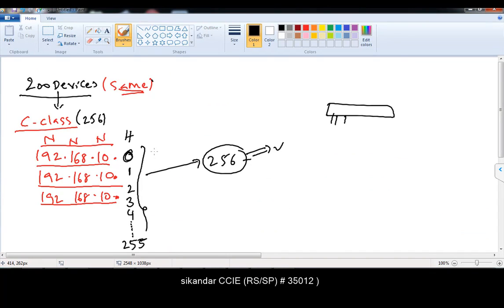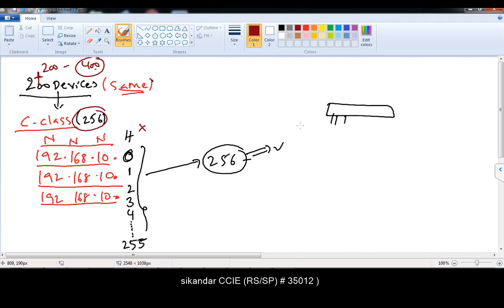But now, maybe my manager says, okay, don't go with C class, because C class only supports 256 addresses. Maybe in the next couple of years, we are going to add 200 more devices in the LAN. So when you add 200 more, it goes to 400, which means a C class network does not support 400 devices in one network. So probably you need to use multiple networks.